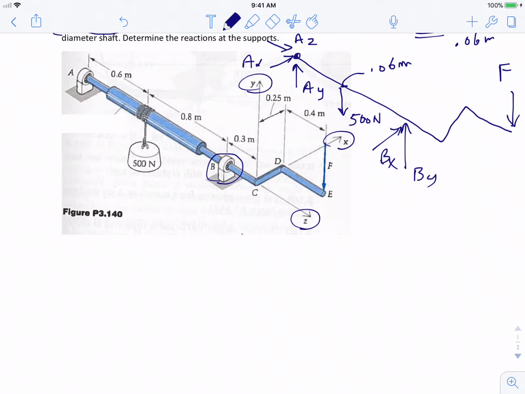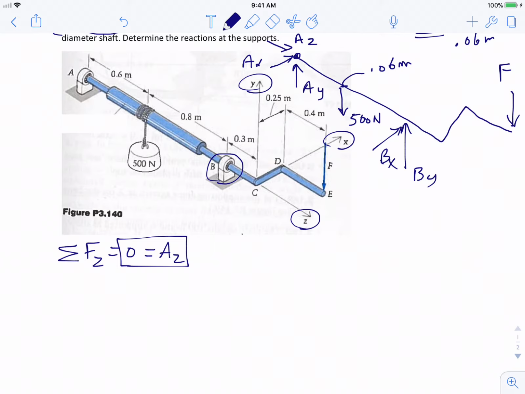So to get started, I mentally have already noticed that there's only one force in the z direction. So if I add up the forces in the z direction equal to 0, I'm going to immediately see that AZ is 0. So I'm going to write that down and hang on to that one. Second, I noticed that there are 3 forces in the y direction, so we're not going to get too far with that. We have 3 unknowns in the y direction, and we have 2 unknowns in the x direction.